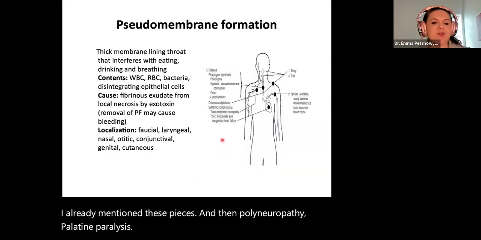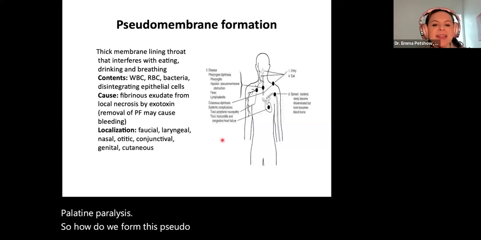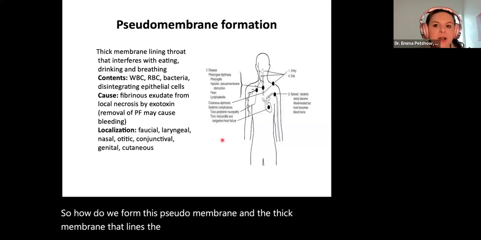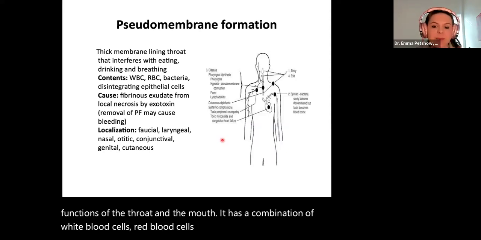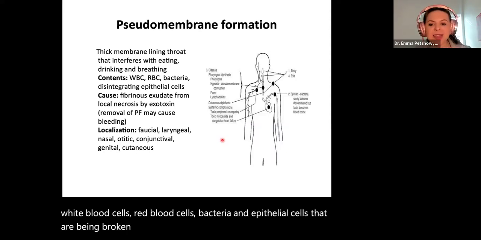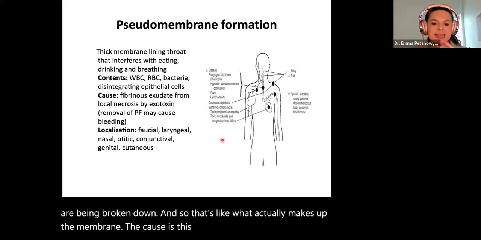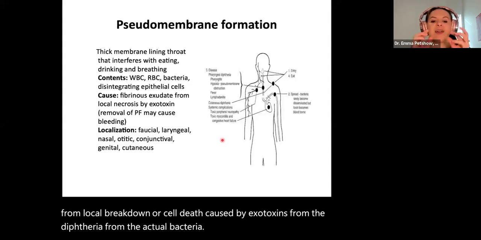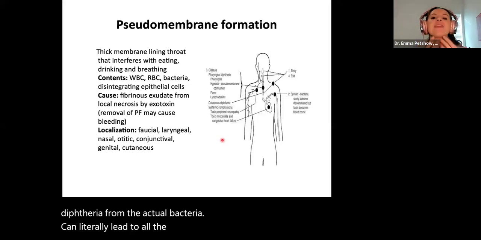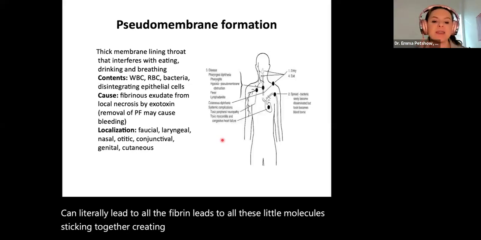So how do we form this pseudomembrane? The thick membrane that lines the throat can interfere with all the functions of the throat and the mouth. It has a combination of white blood cells, red blood cells, bacteria, and epithelial cells that are being broken down. And so that's what actually makes up the membrane. The cause is this fibrinous, fibrous exudate from local breakdown or cell death caused by exotoxins from the diphtheria bacteria, which leads to all of the fibrin, all these little molecules sticking together, creating that pseudomembranous membrane, essentially.